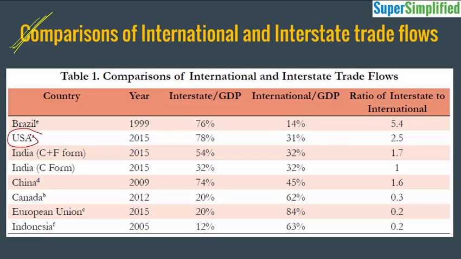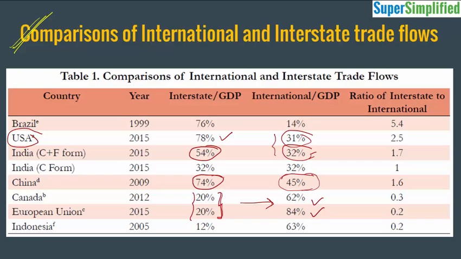Here in the case of USA, the interstate trade to GDP ratio is 78%, whereas for India it is 54%. For China it is 74%, and in the case of Canada and European Union it is just 20%. But they have high international trade to GDP ratio, 62% and 84%, whereas it is only 32% for India and even for USA. So these are the large countries, India, USA, China. So they trade more internally within the country as compared to trading internationally with other countries, right? So this is an important observation here.